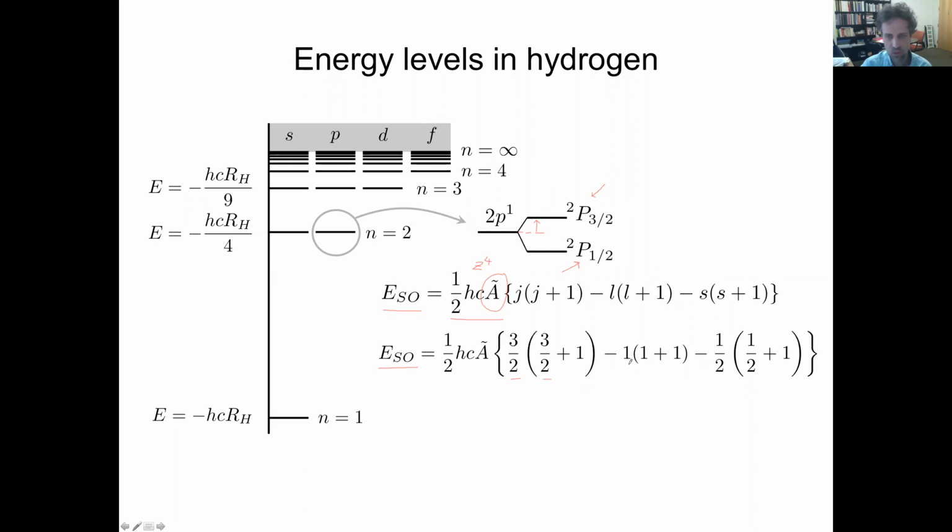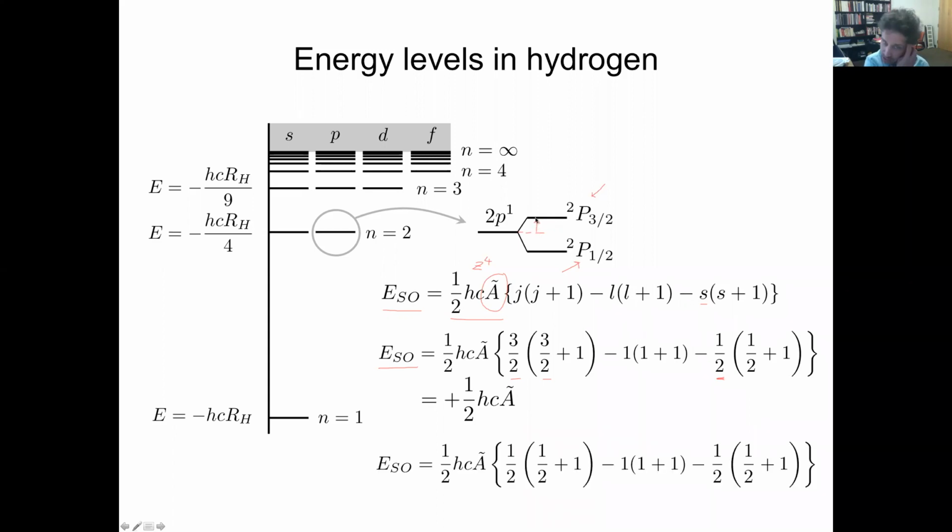Okay, so L equals 1. So I'm filling out right here. And then S is also very easy to trace back because we only have one electron, and S is always half for one electron. That's the spin quantum number for one electron, which is half. So I just fill that out, and what I'm getting is plus half h times c times this A tilde, which is the spin orbit coupling constant. So that's the splitting energy of the first state, the upper state.